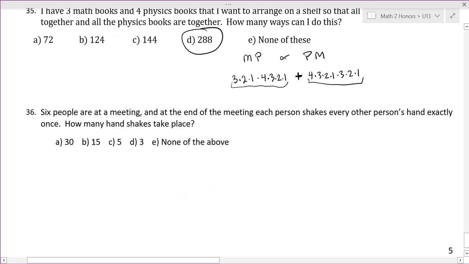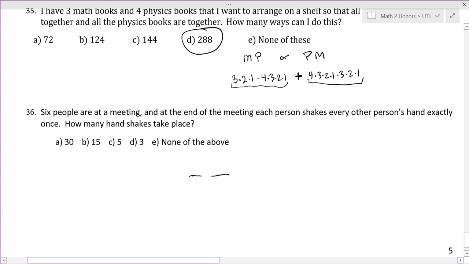Last problem. 6 people are at a meeting. At the end of the meeting, each person shakes every other person's hand exactly once. How many handshakes take place? So, when 2 hands shake, right? Let's think of one handshake. How many different handshakes are there? We're just going to assume maybe they all shake with their right hand, or that kind of thing. But it's really just from who, right? If you pick 2 people to shake hands, let's think about that. Don't worry about the handshakes.